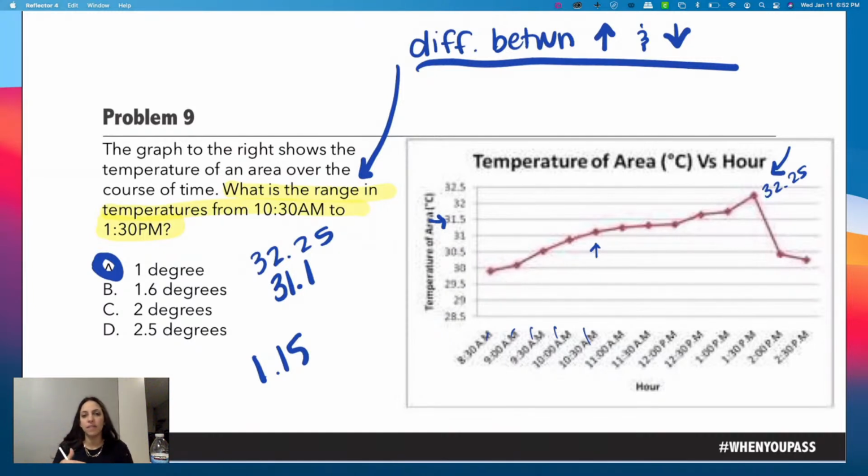Because they didn't give us explicit numbers to work with, our answer very well might be a 10th, a 100th of a decimal off. As long as we are not incredibly off, it's not that big of a deal. Let's go ahead and look at the next problem.